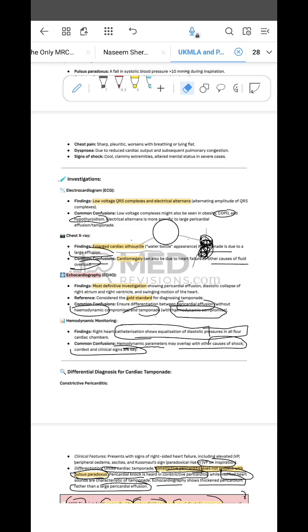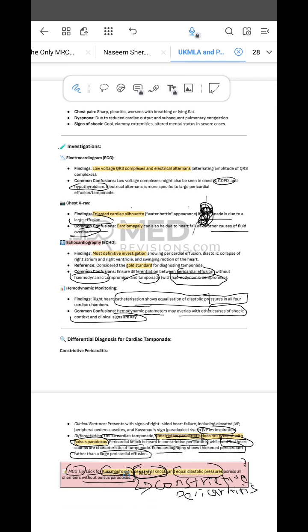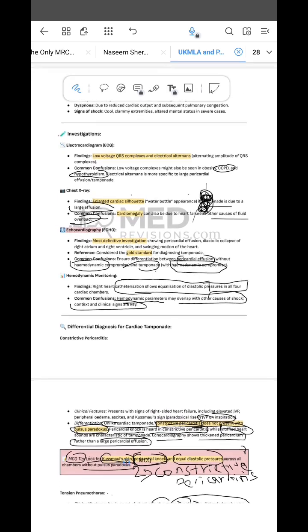So this is a sign of shock. What are the signs of shock? Cool, clammy extremities, and altered mental status in severe cases.